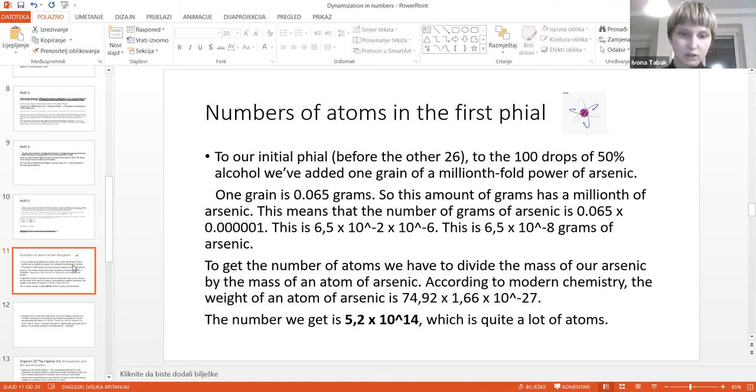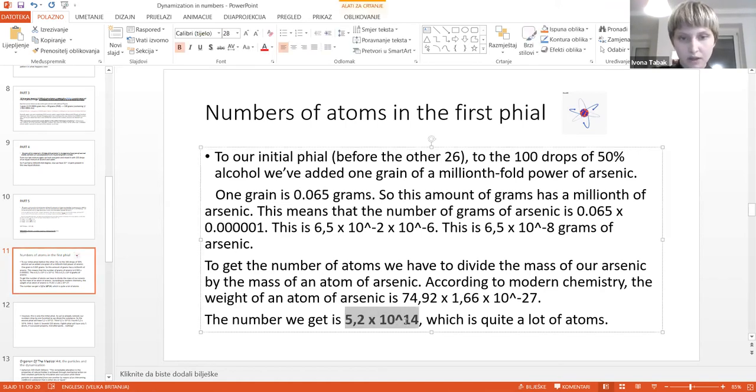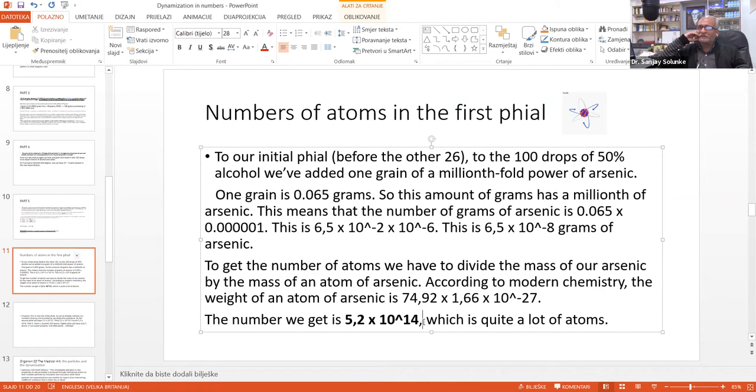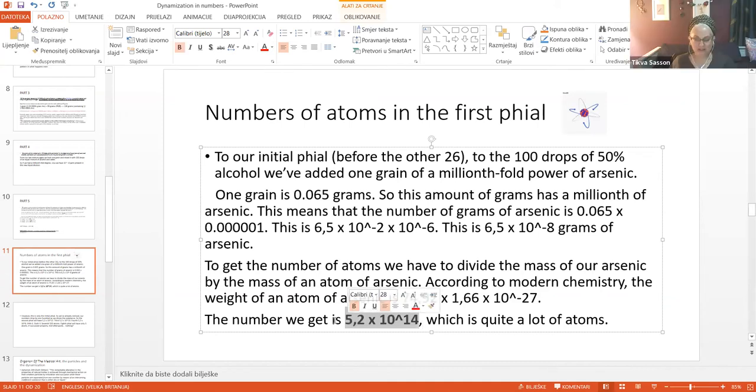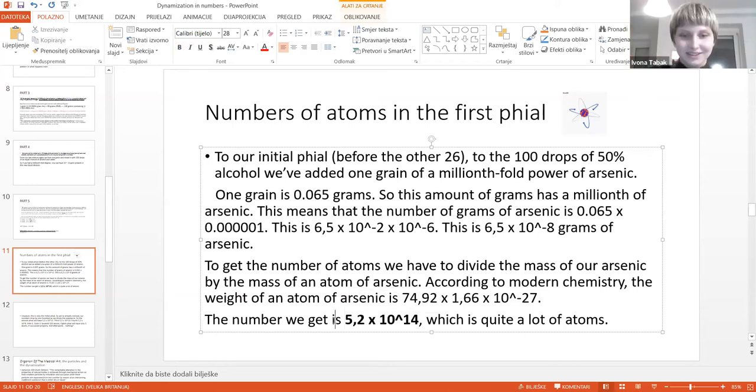To be exact, we have, I don't even know how to express this number. So 5.2 millions, billions, billions, millions of billions? I don't know, maybe Tikva knows how to pronounce it. 5.2 × 10⁴, I guess that's an easy way to say it, yeah. I cannot even imagine that number.